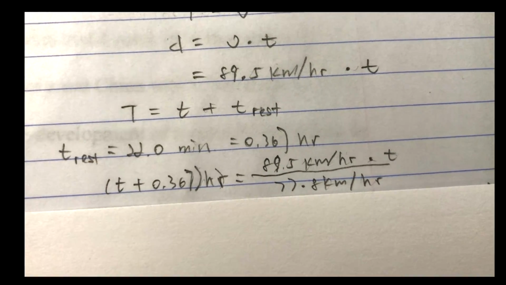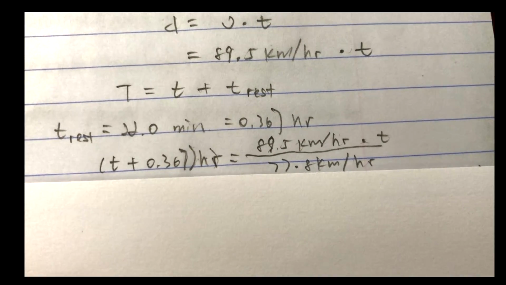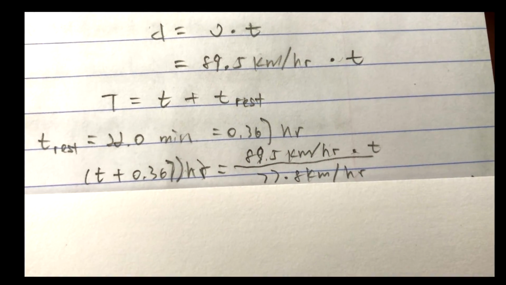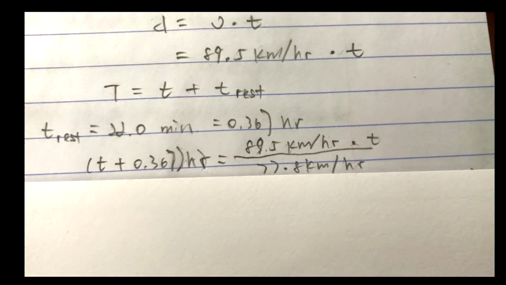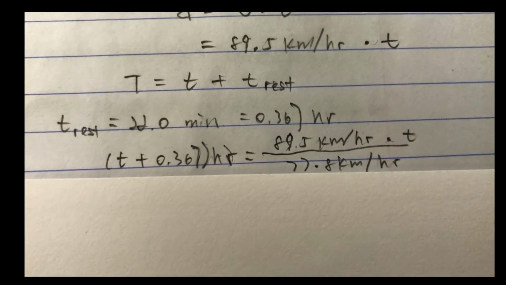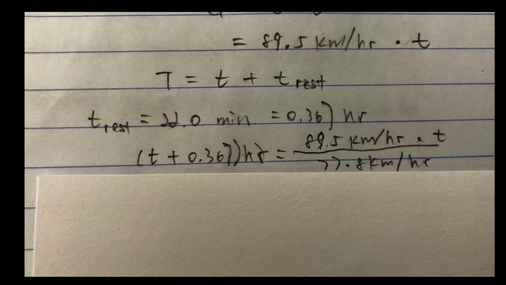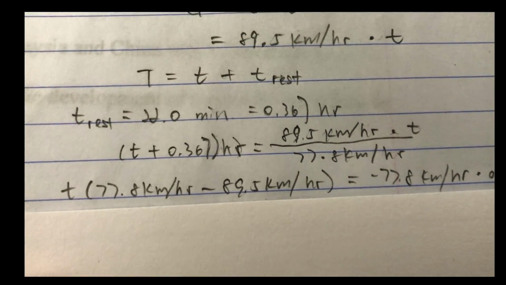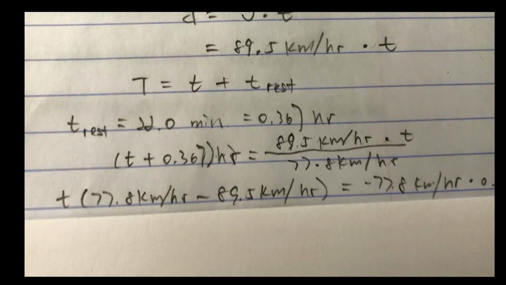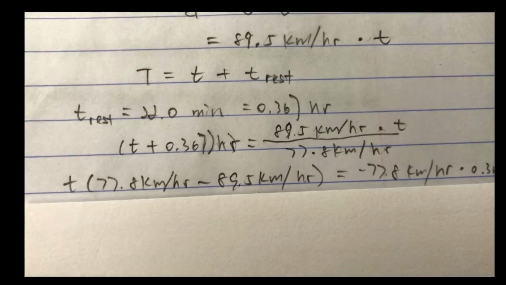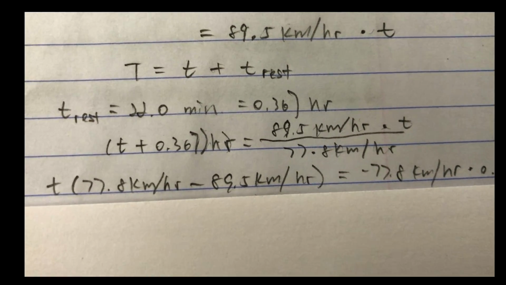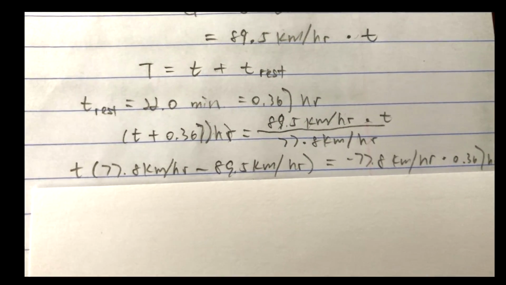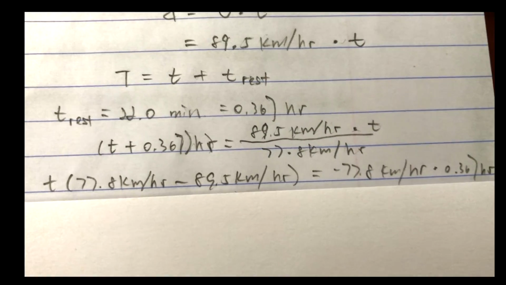We plug those numbers into the equation, we get t plus 0.367 hour. That's the total time, and 89.5 kilometers per hour times that time is the distance the person travels, and 77.8 kilometers per hour is the average speed. So we distribute the hours to t and 0.367, and times 77.8 kilometers per hour to both sides, and subtract that 77.8 kilometers per hour, and take out the t on the left side, we get this equation.